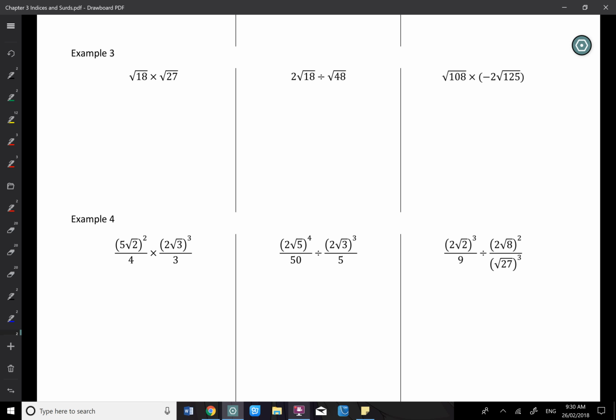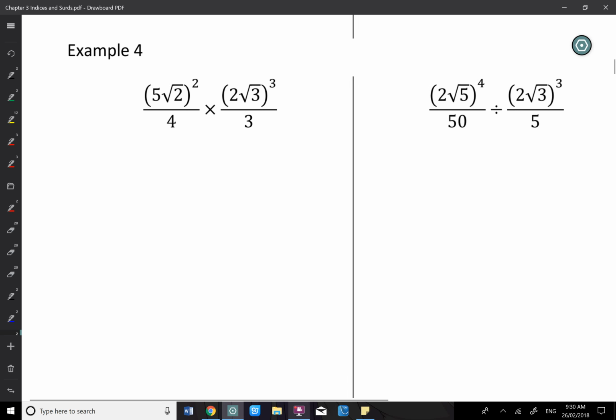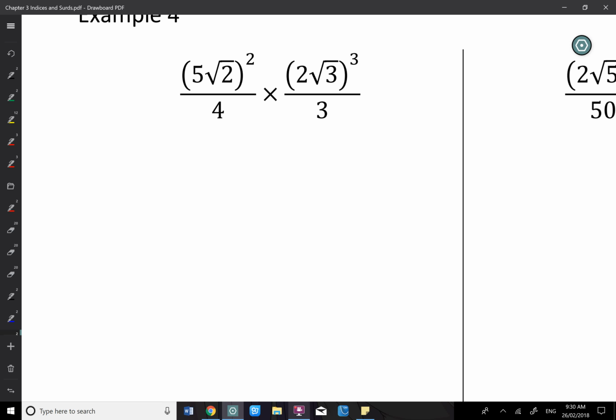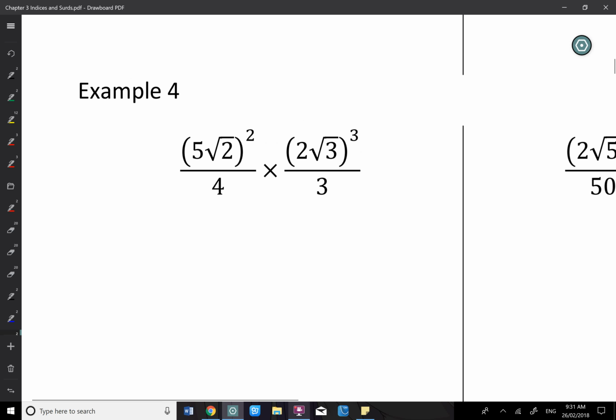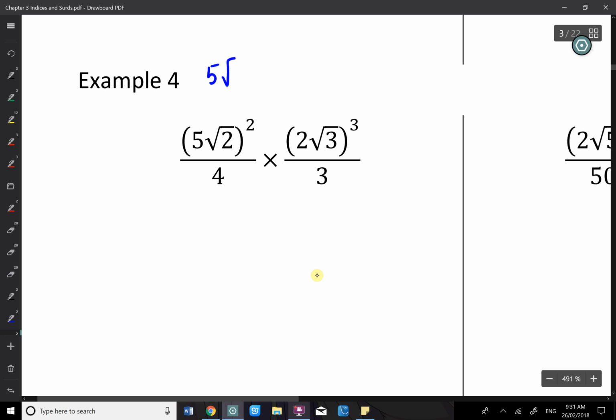Okay, this is surds calculation. So let's have a look at this one. Okay, let's try the first one. There's a square for the third number. First of all, you should understand that 5 root 2 means 5 times root 2.